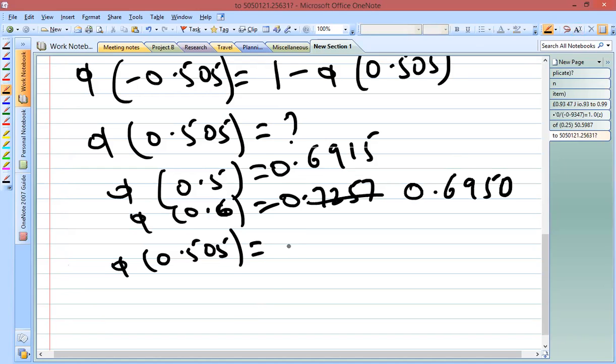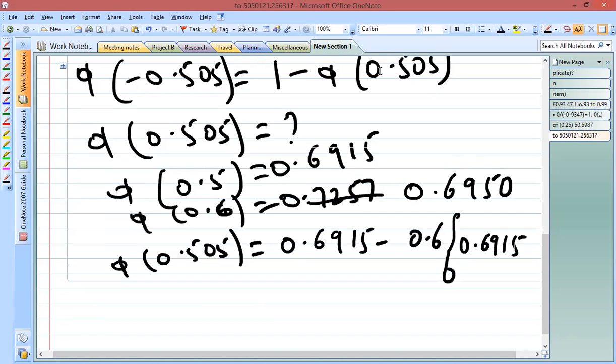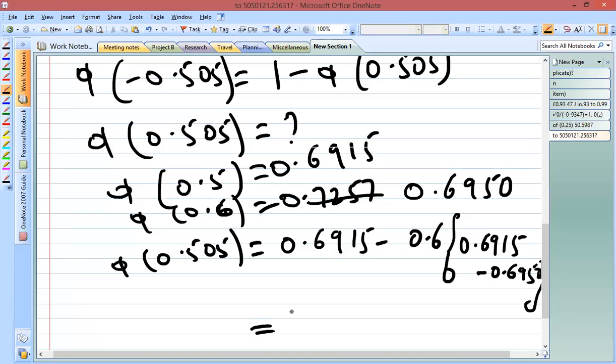0.6950. So now we can write this as 0.6915 minus 0.6950. Do this and tell me the answer, how much does it come to?